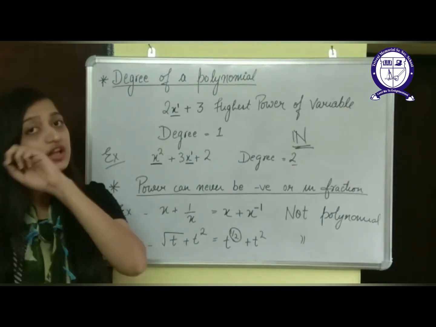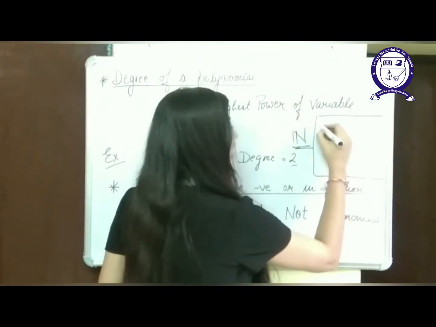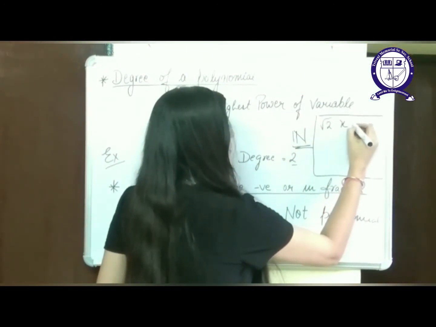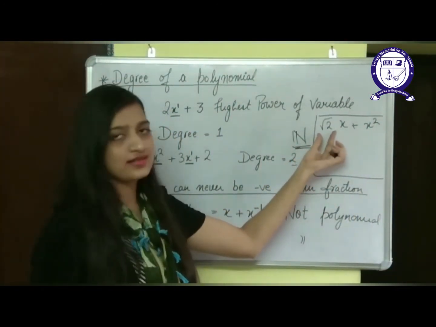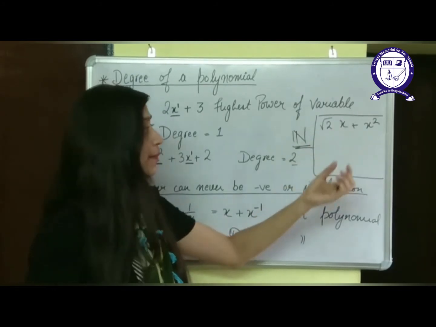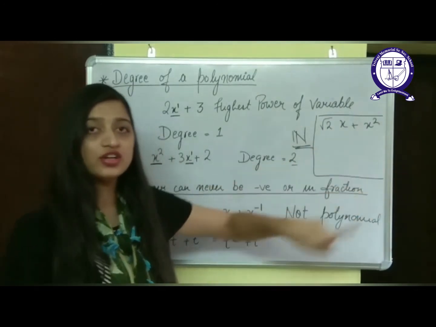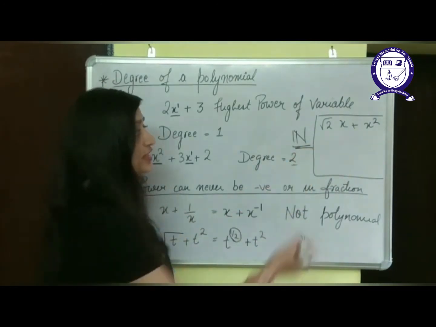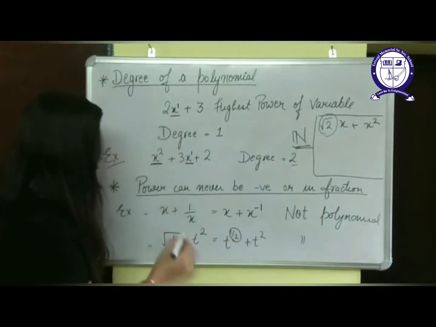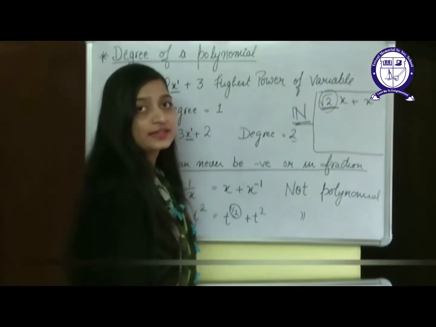Now there is one more thing that students actually get confused with. It has root 2 times x plus x square. Here 2 has a fractional power under the root, but x doesn't have a fractional power. x has 1 and 2 as powers. So this expression is a polynomial. Don't confuse this root with that root. That one is a fractional power of the variable, and this is a constant, just a coefficient of x.